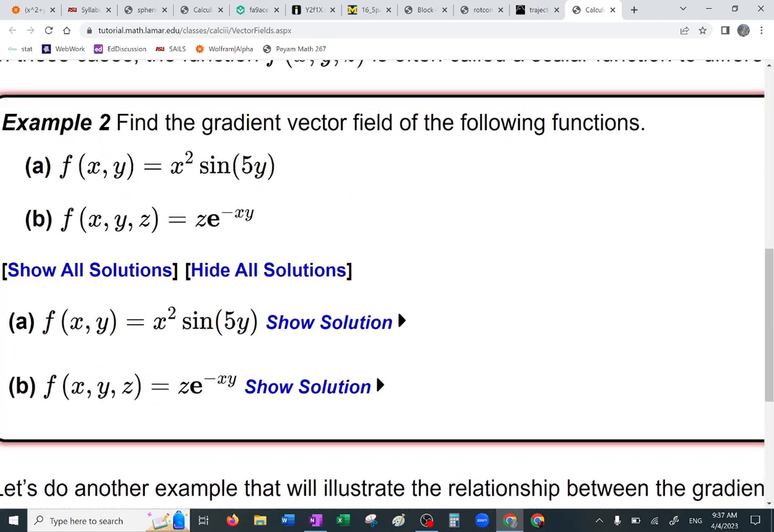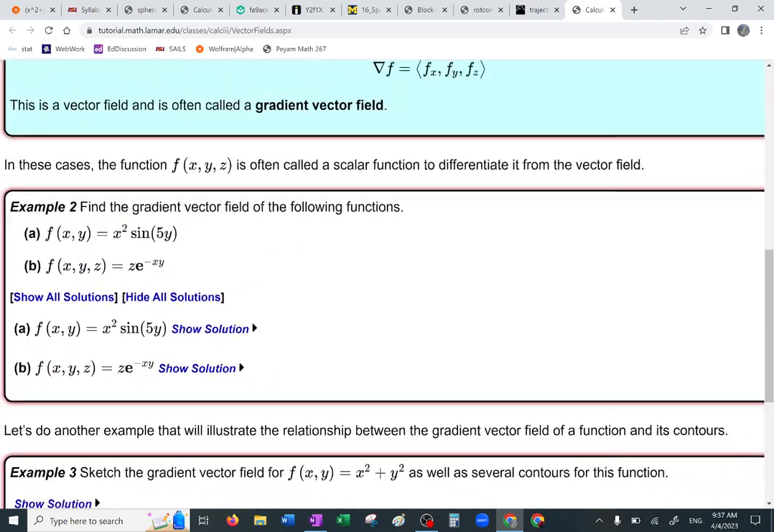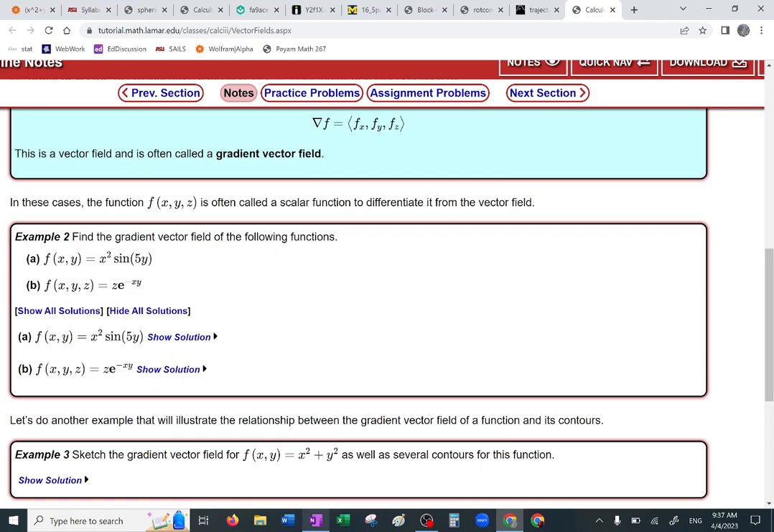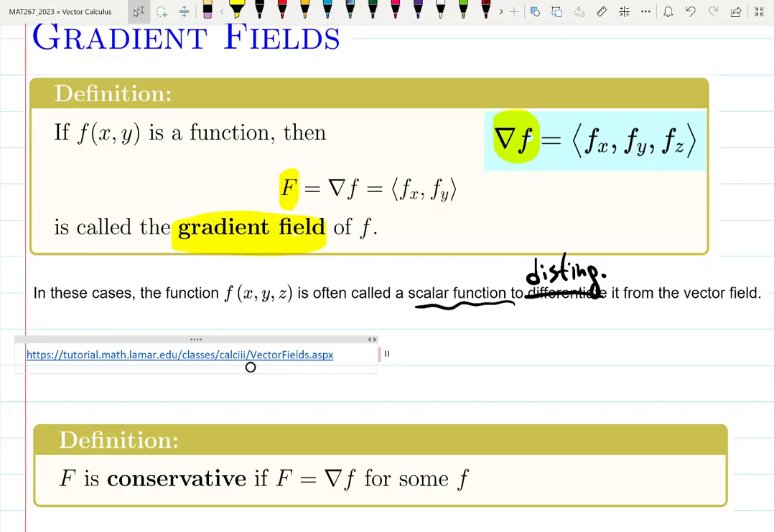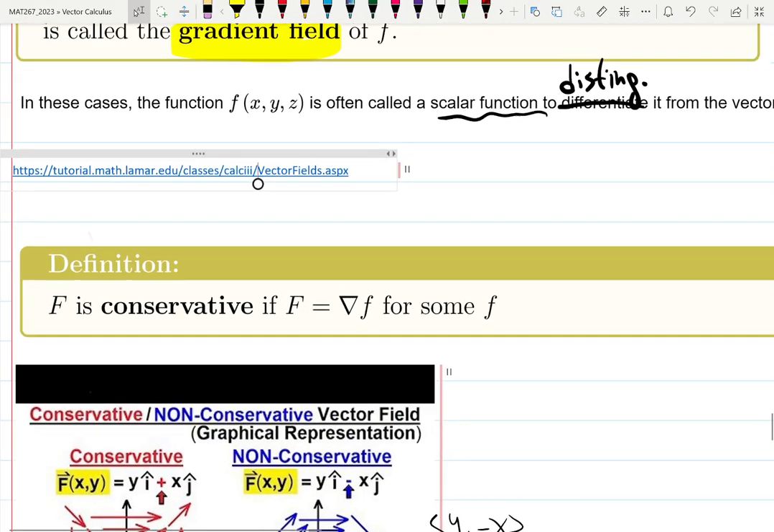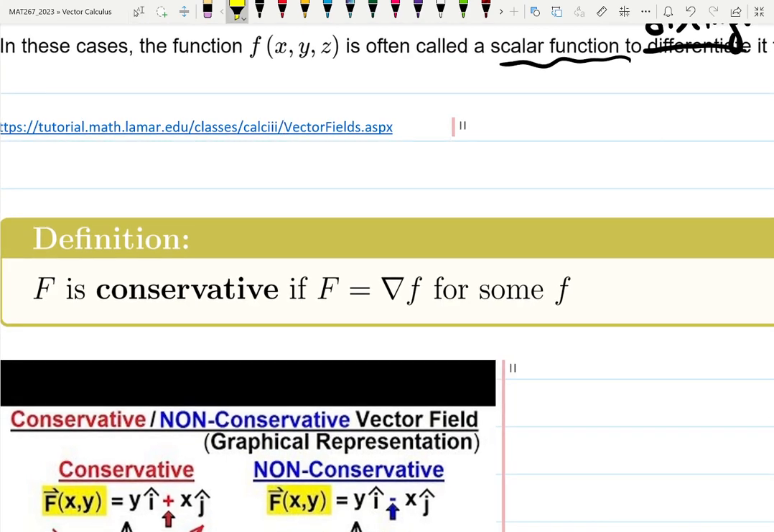So as you can see, finding gradient fields is a pretty straightforward idea, the same way as before. You just find derivatives. But the cool idea that we're going to learn soon is what a conservative field is. F is called conservative if F can be said to be equal to the gradient of f, del f. You remember it's called del? For some small f, called a scalar function f.